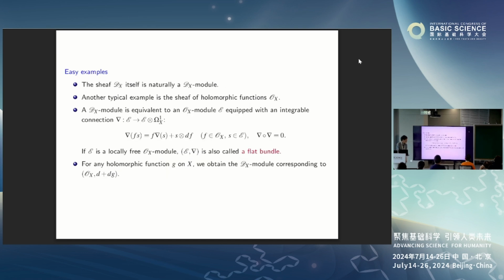Let me show you some easy examples. The sheaf D_X itself is naturally a D_X-module. And another typical example is the sheaf of holomorphic functions denoted by O_X. And in general, a D_X-module is equivalent to an O_X-module equipped with an integrable connection, which is a linear morphism from E to E tensor Omega_X^1, satisfying the Leibniz rule and the integrability condition. And if the underlying O-module is locally free, then the D-module is also called a flat bundle. For example, for any holomorphic function g, we can consider the integrable connection d plus dg of the structure sheaf. So we have the corresponding D-module.